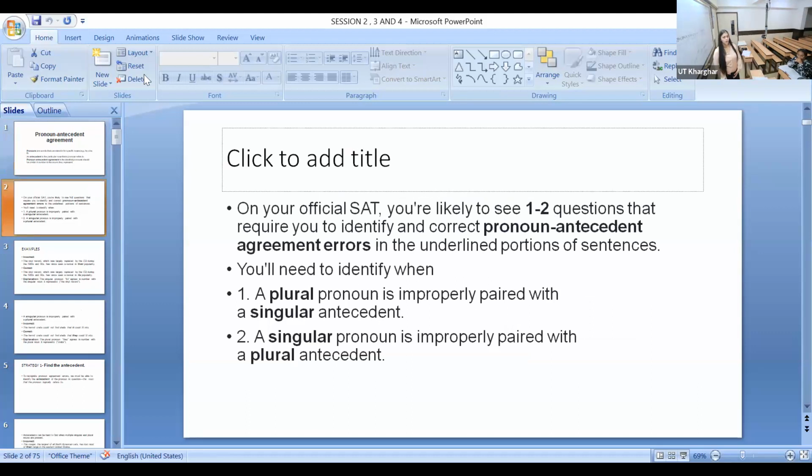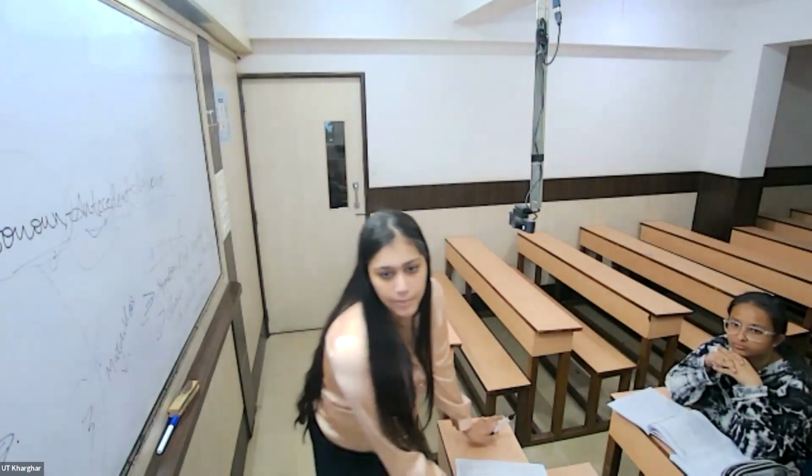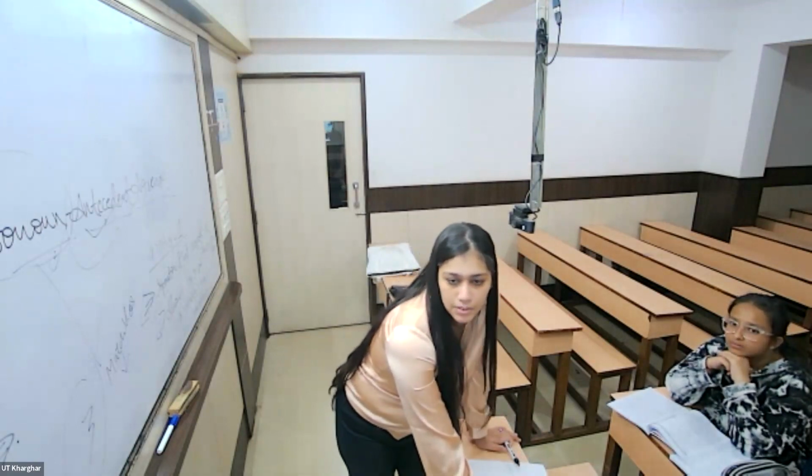One type of question would be setting up ideas. The second type of question would be where you have to identify an error. Two types of questions. Do you remember in the first class we did subject verb agreement? What is subject verb agreement? Singular goes with singular, plural goes with plural. Same strategy. A plural pronoun is improperly paired with a singular antecedent, or a singular pronoun is improperly paired with a plural antecedent. Same thing.